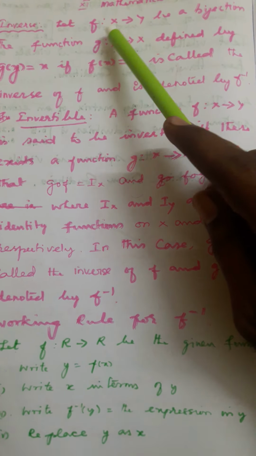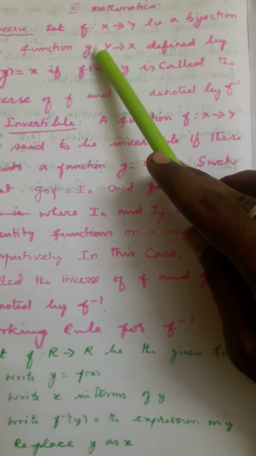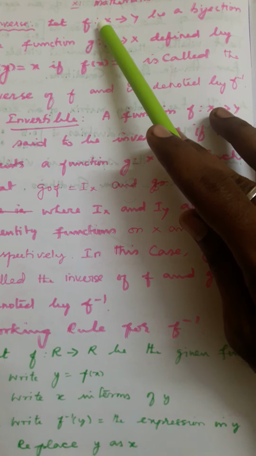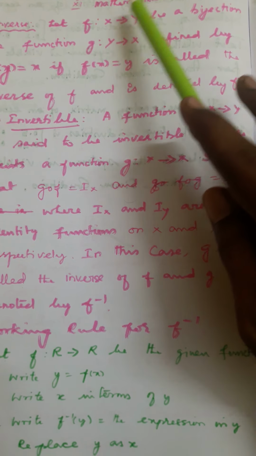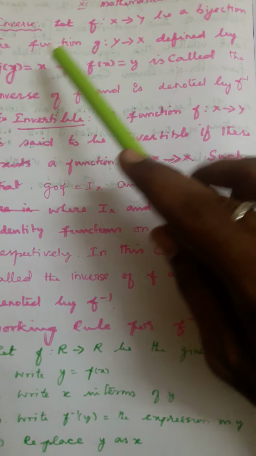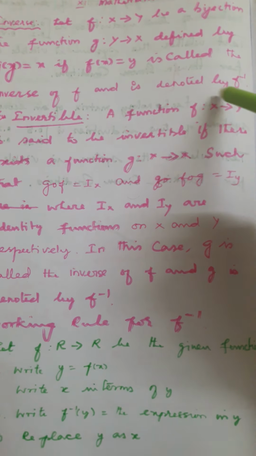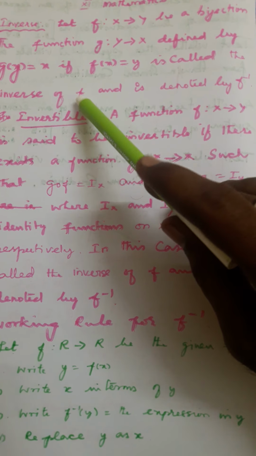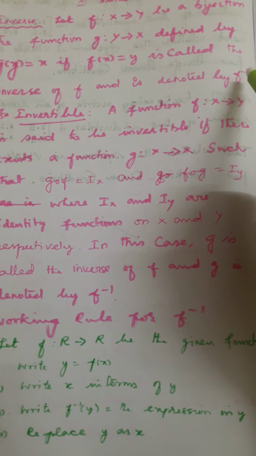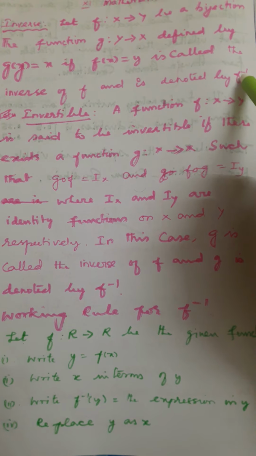So you see the function f from X to Y, but g is from Y to X. How can we define it? The first set is the domain, and this is the codomain. Here it is f of x equal to y, and here it is g of y equal to x. If both are possible, then f inverse exists. g is the inverse of f and is denoted by f inverse. So f inverse is nothing but g, and g is nothing but f inverse.